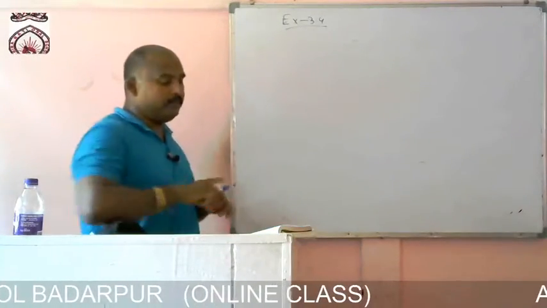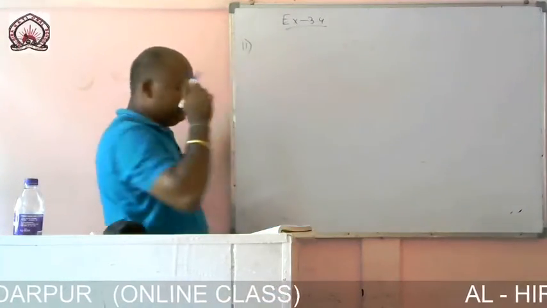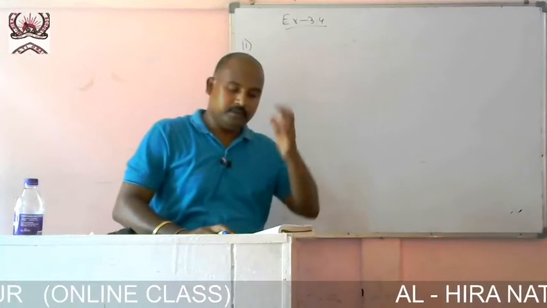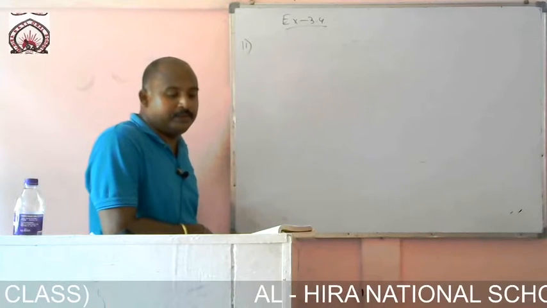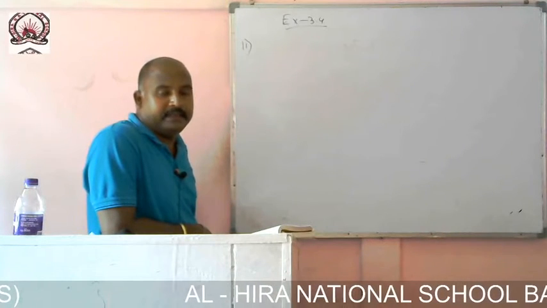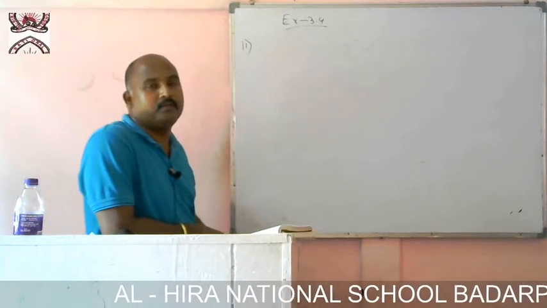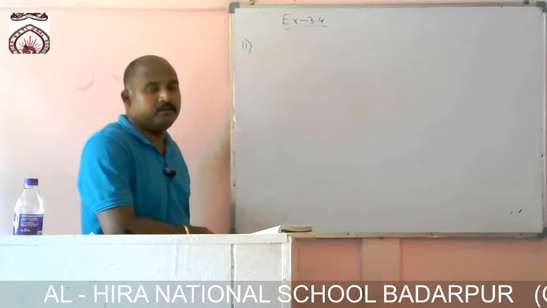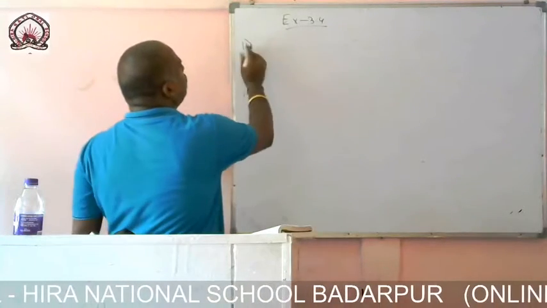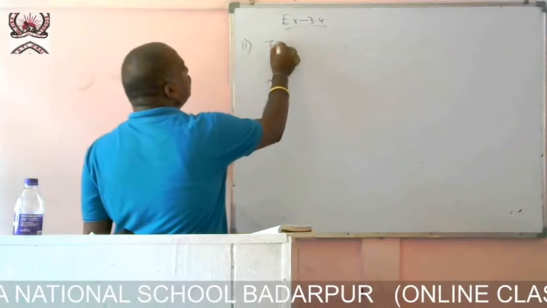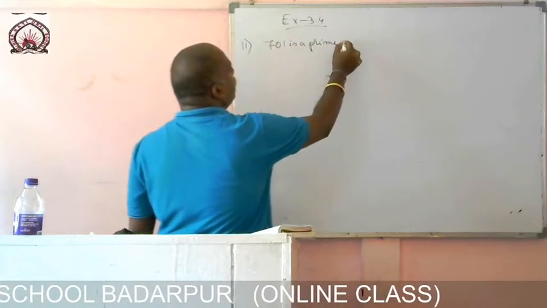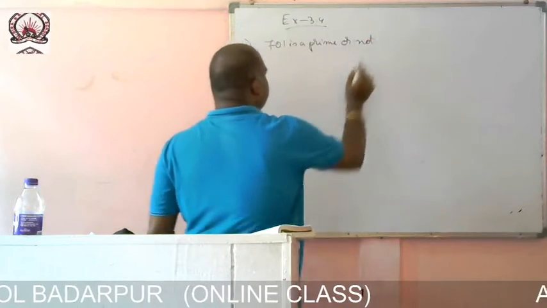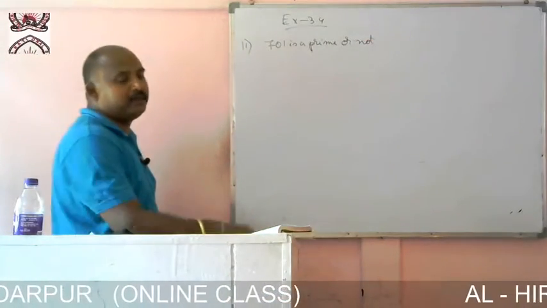Okay. Now question number 11. In question number 11, I will solve for 701 only. We have to check whether the integer 701 is a prime number or not. We have to prove whether 701 is a prime number or a composite number.